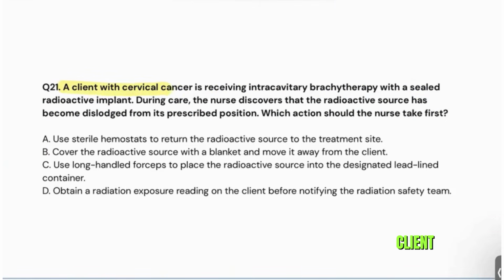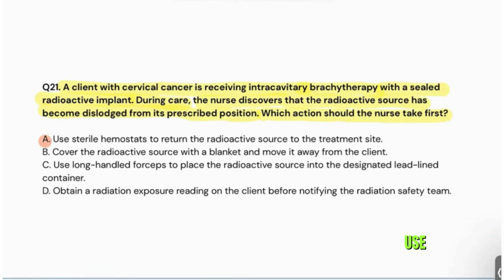Question 21. A client with cervical cancer is receiving intracavitary brachytherapy with a sealed radioactive implant. During the care, the nurse discovers that the radioactive source has become dislodged from its prescribed position. Which action should the nurse take first?